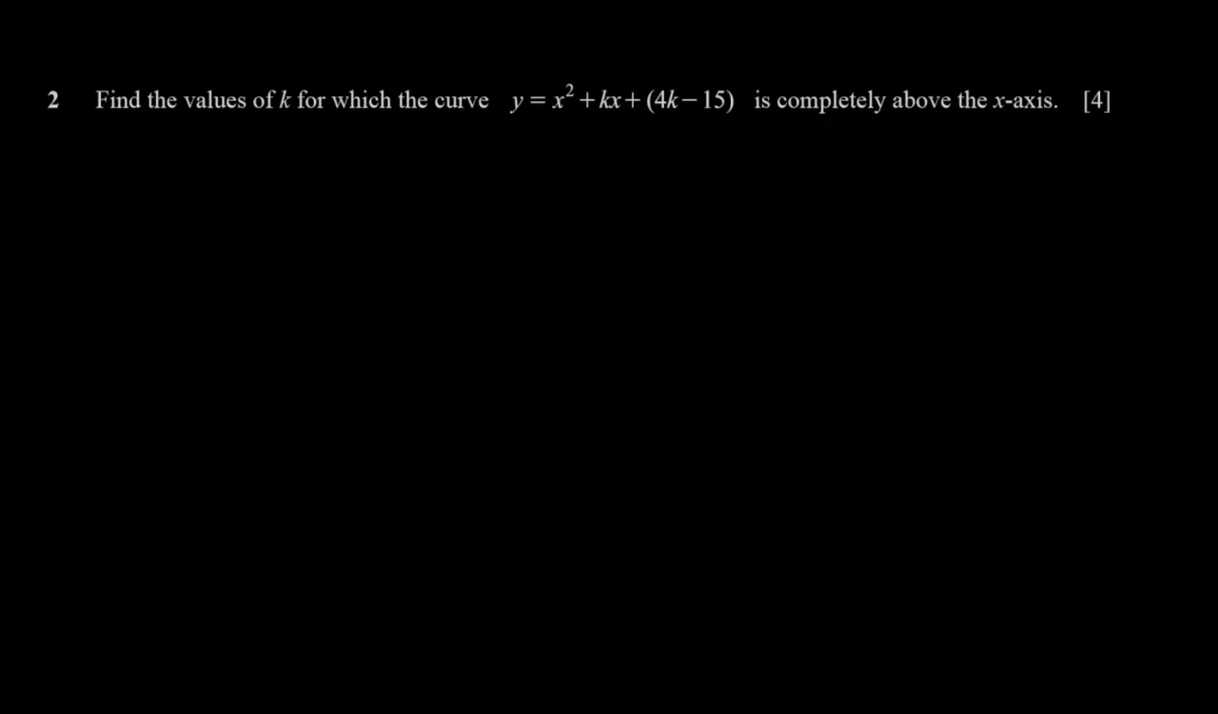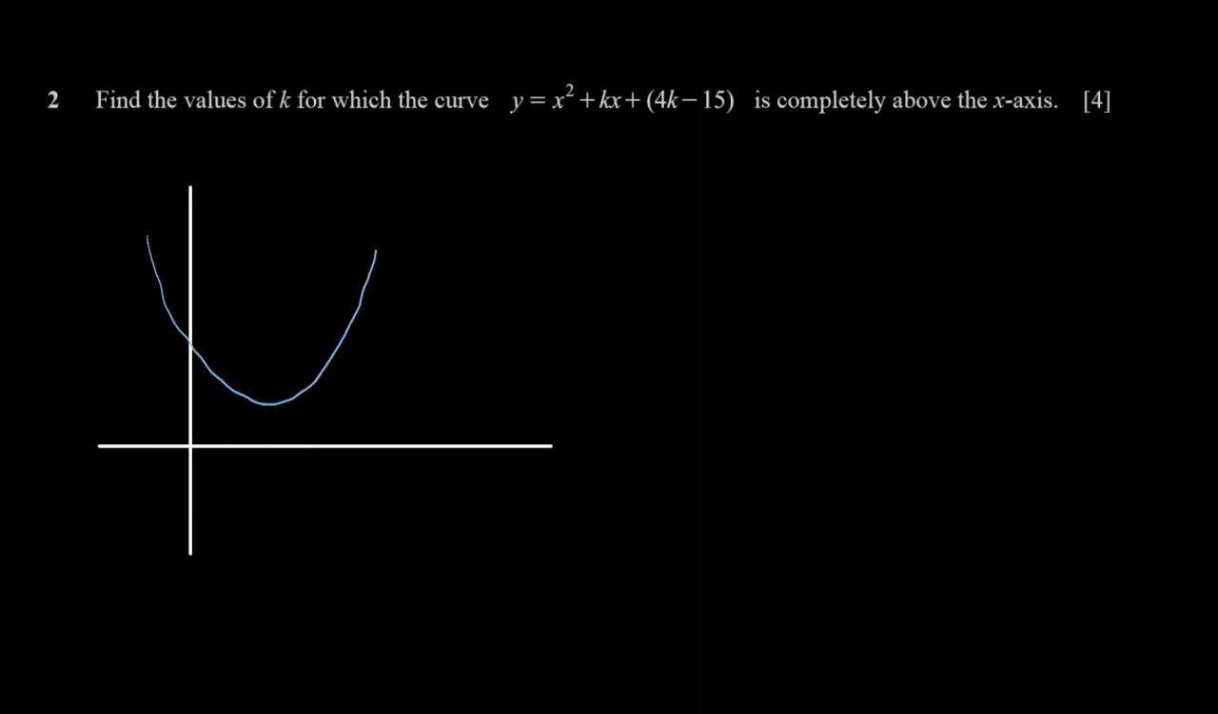Okay, so here we are in question 2. We want to find the values of k for which this curve is completely above the x-axis. Now, I think it's probably helpful first if we get an idea of what this actually means and what it looks like. So I'm going to draw out a quadratic which is completely above the x-axis, right? So let's say we got that quadratic there.